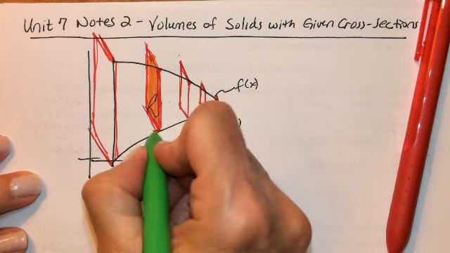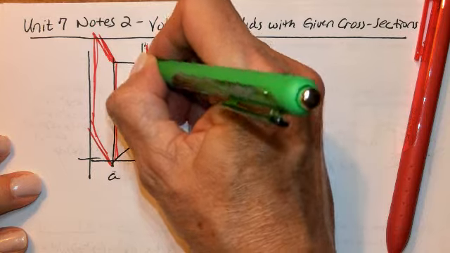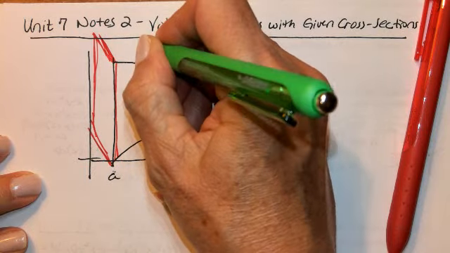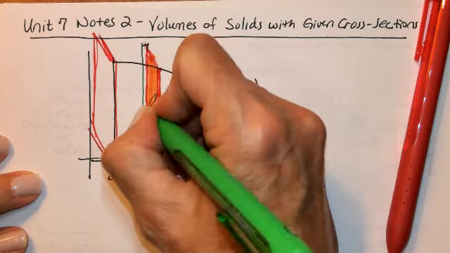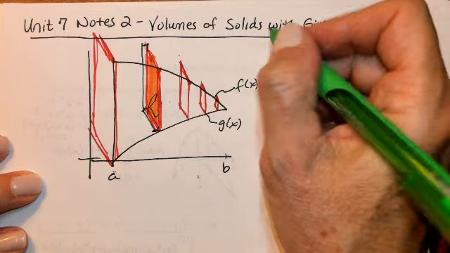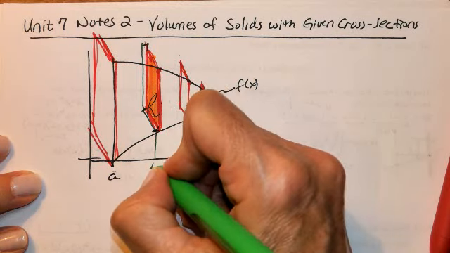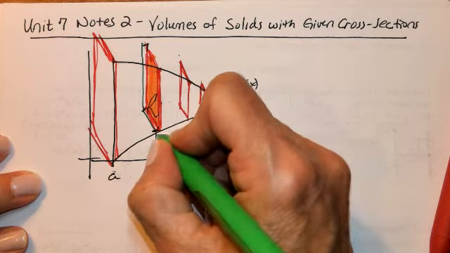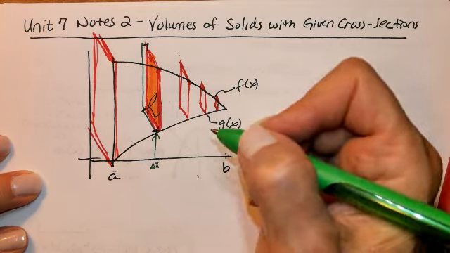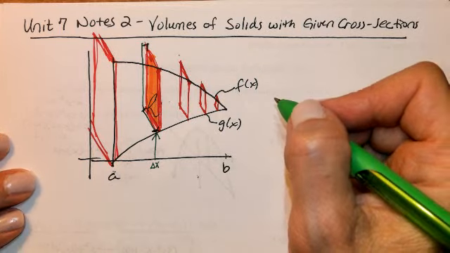Let's get a different color. A little bit of a width here. A thin width, but a little width. Do you agree that that little width is in the x direction? So that would be a little delta x. That would be a delta x width, wouldn't it? Do you see that? It's a little delta x width.